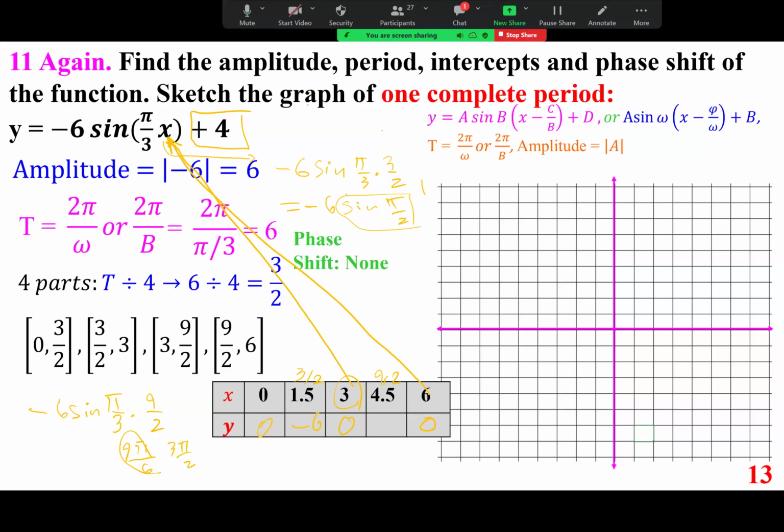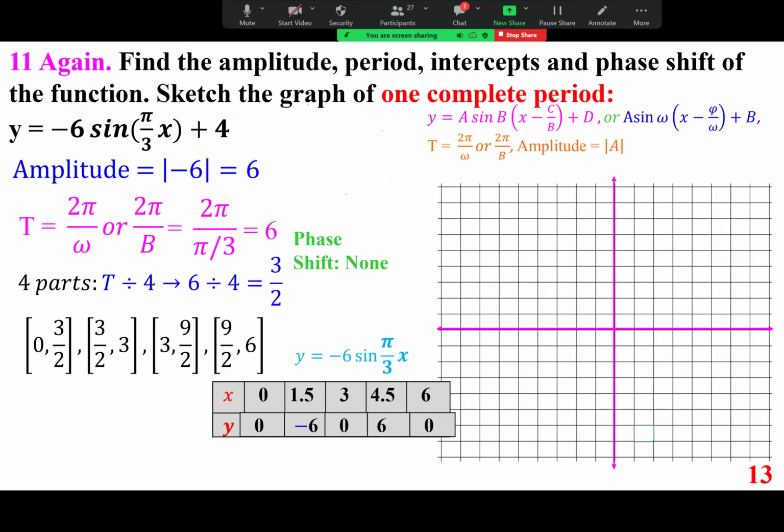So you're looking at negative 6 sine of 3 pi over 2. You should know sine of 3 pi over 2 is negative 1, times negative 6 makes it positive 6. Okay. So for y equals negative 6 sine pi thirds x, you get those answers. Let me erase my work. So you get those answers.